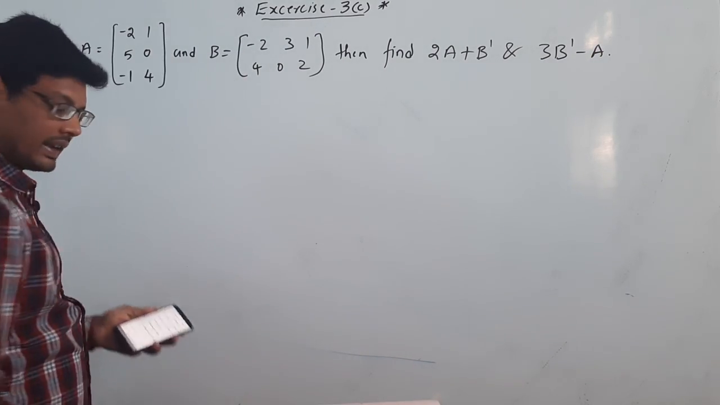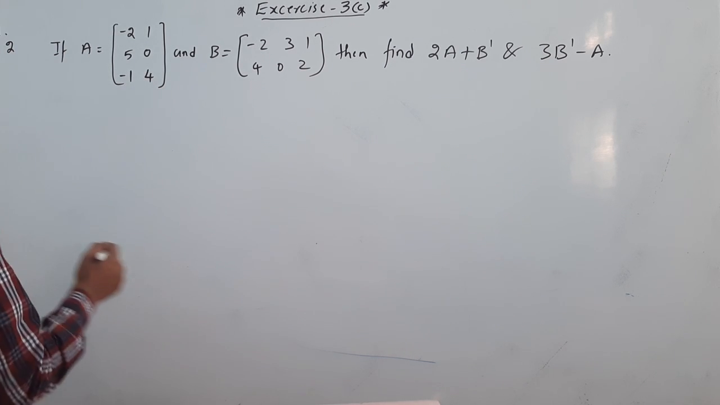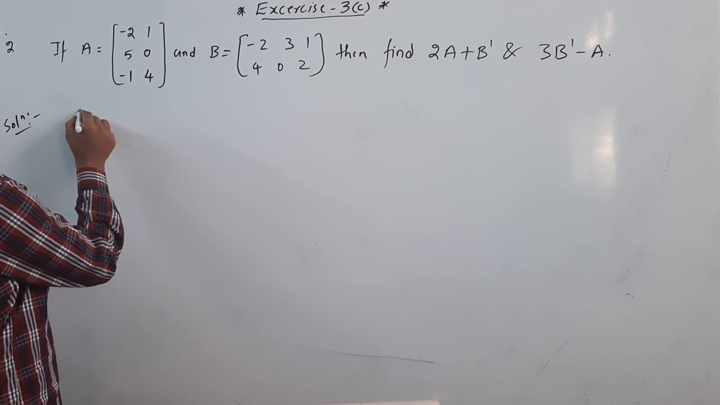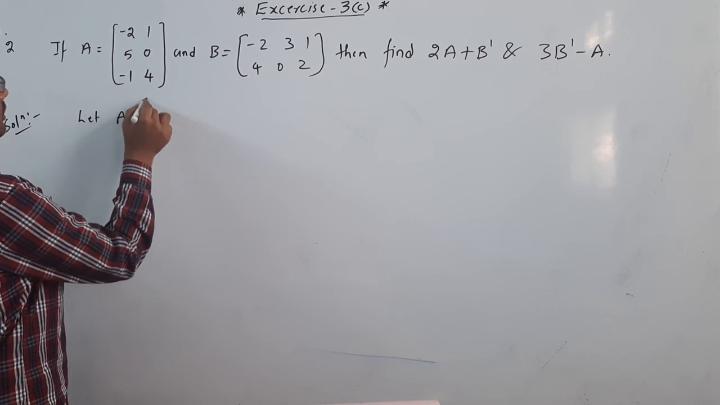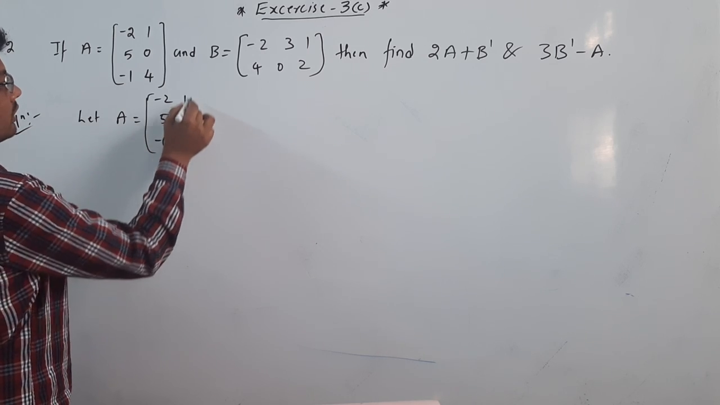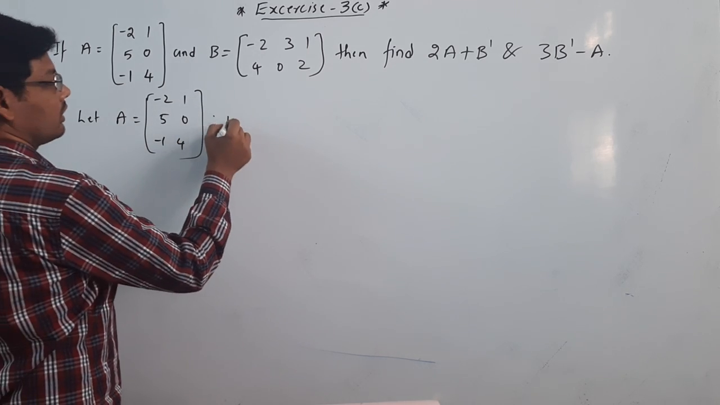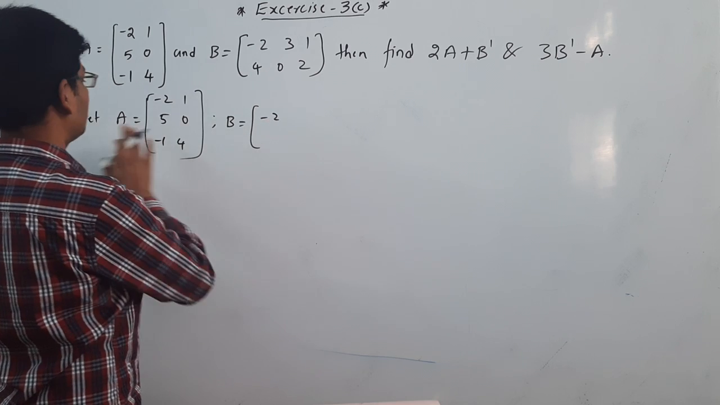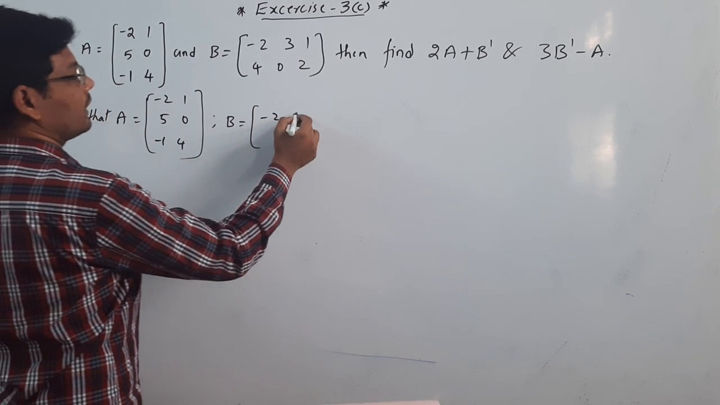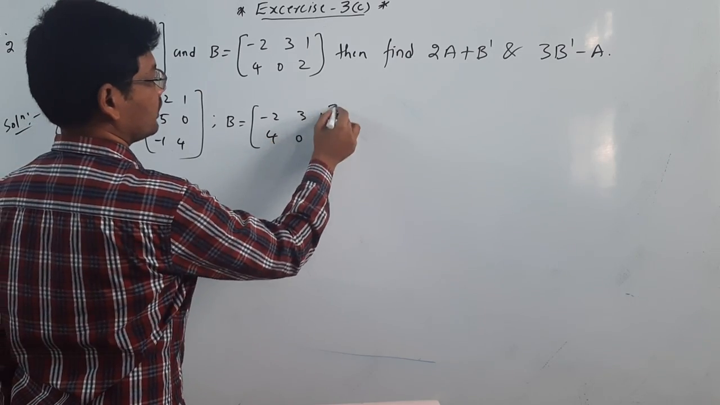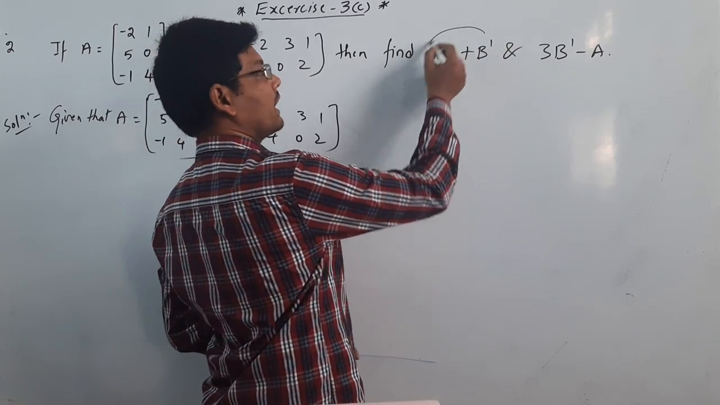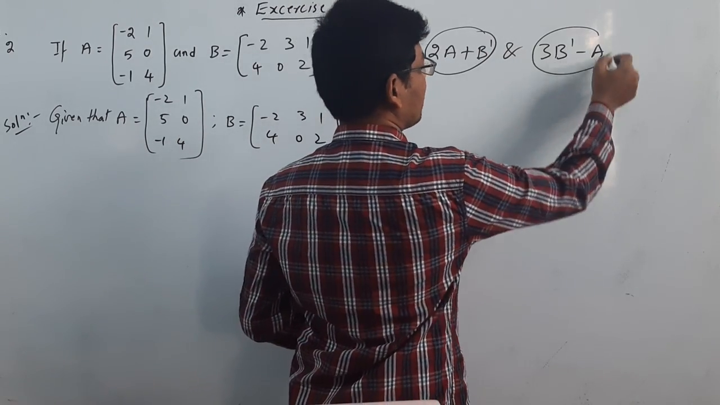Here we have a scalar multiplication. The solution is here. He is given, let A is equal to 2 minus 2 1 5 0 and minus 1 0, given that B is equal to minus 2 3 1 4 0 2, and find 2 into A plus B dash and 3B dash minus A.